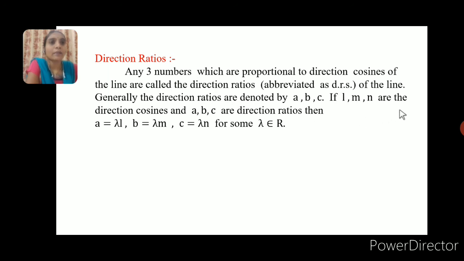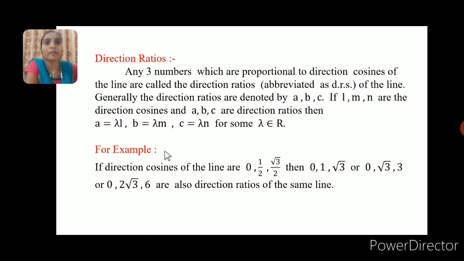Okay, if L, M, N are the direction cosines and A, B, C are direction ratios, then L upon A is equal to M upon B is equal to N upon C is equal to lambda. Therefore, A is equal to lambda L, B is equal to lambda M, and C is equal to lambda N for some lambda belongs to R.